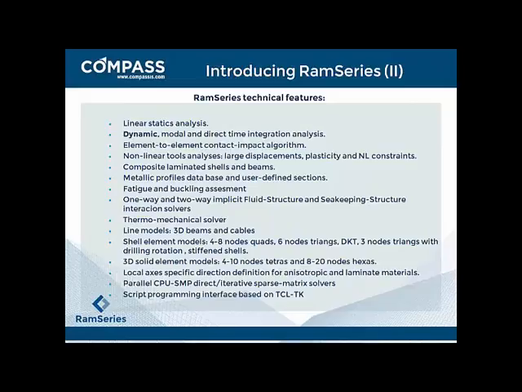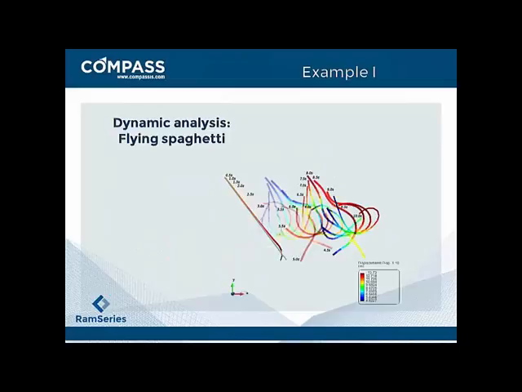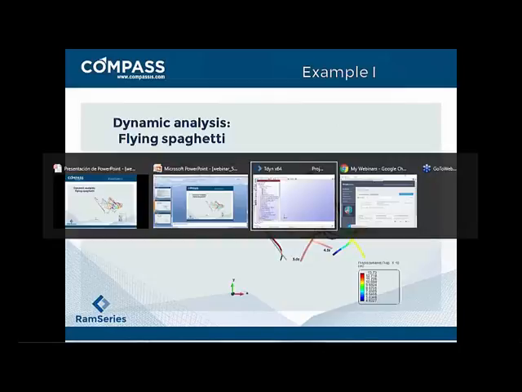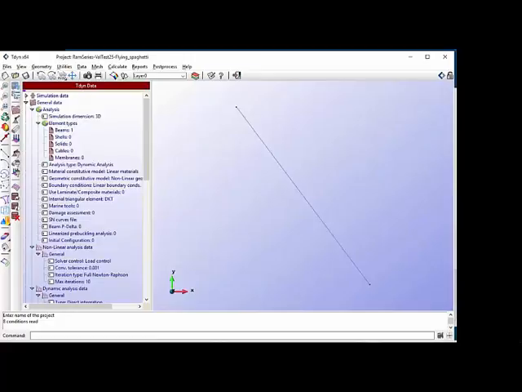Regarding the first example, it's the so-called flying spaghetti, which involves nonlinear dynamics. This is a numerical example extracted from an article in the American Society of Mechanical Engineers journal. The article is called On the Dynamics of Flexible Beams Under Large Overall Motions by G.C. Simon. This example is also included as a validation case for RAM series, which you can find on our webpage. So, let's go directly to the example.